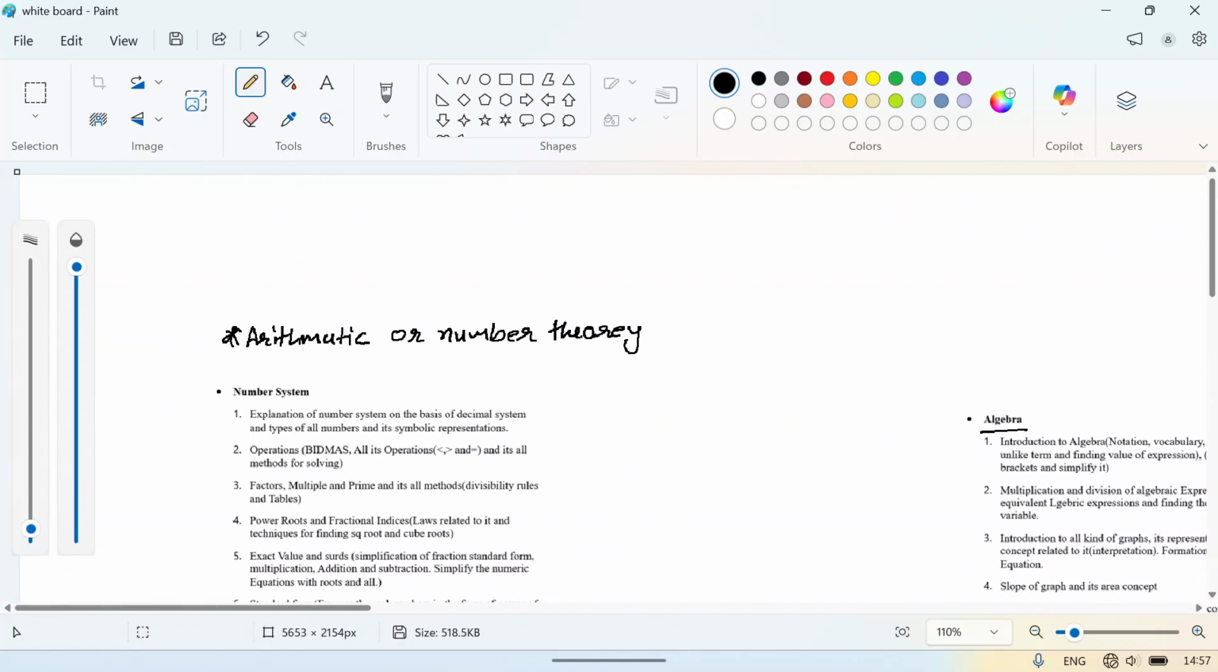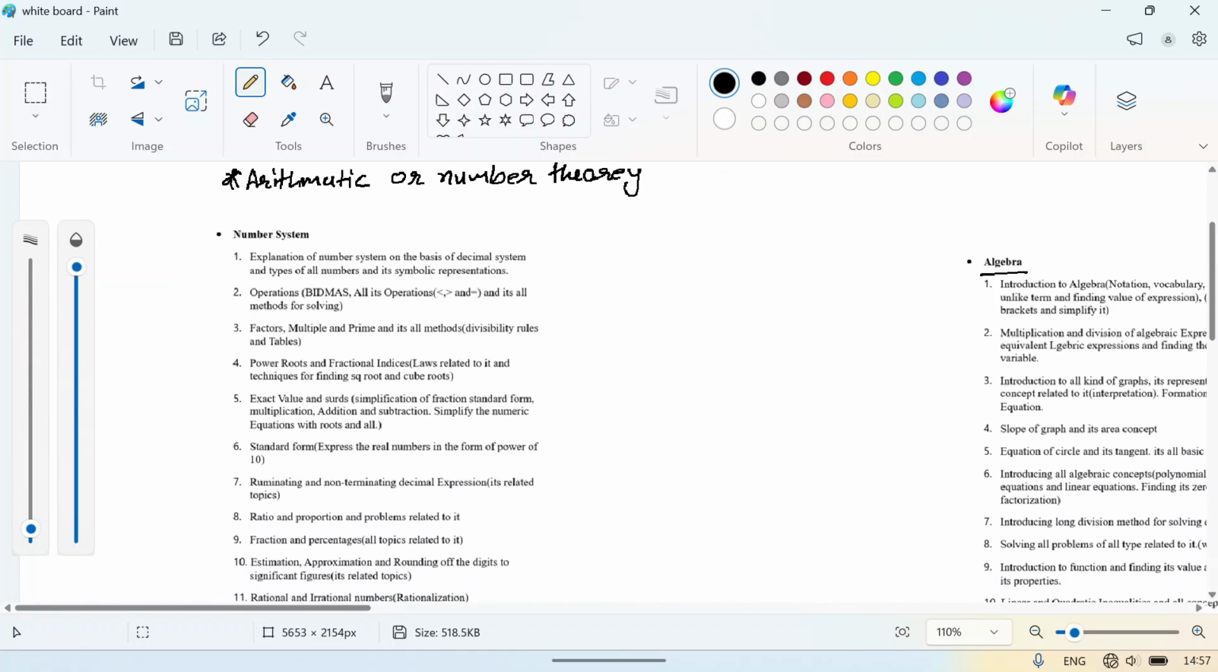So arithmetic basically means the calculation of mathematics which is based on numbers and symbols or operations. In this session we are going to learn different chapters related to number theory of arithmetic. In the first topic we are going to cover the explanation of the number system, what kind of number system we use in everyday calculation, the decimal number system and types of numbers and their symbolic representation. Types of numbers like whole numbers, natural numbers. We are going to talk about that.